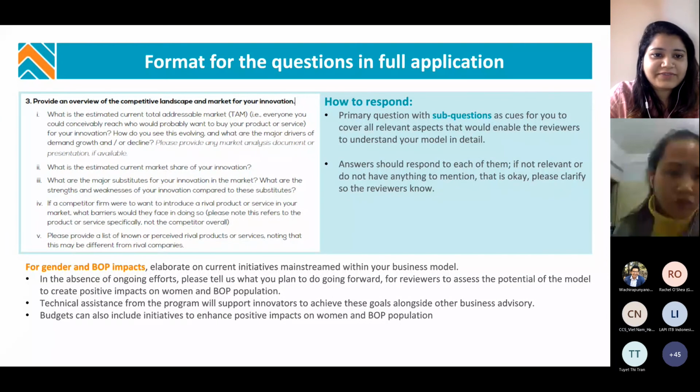So on the left hand side, you see an example of a question, how it would appear in the full application stage. In the concept note stage, the questions were just one direct question, whereas in the full application stage, you'll have a primary question, but there'll be sub questions under that. This has been done to help us standardize the kind of responses we get to a certain question, and it's also going to help you understand what kind of answers you're supposed to provide.